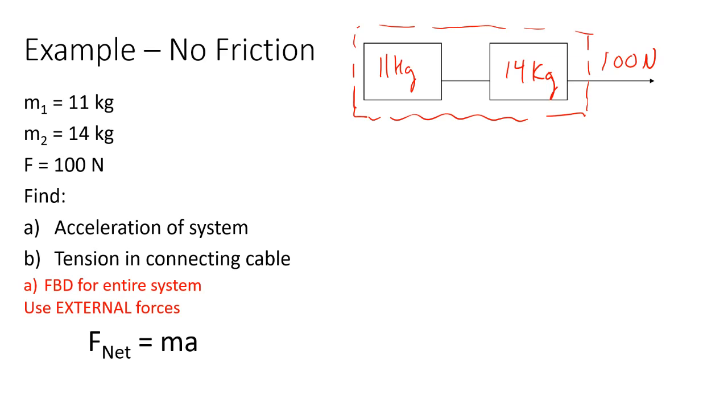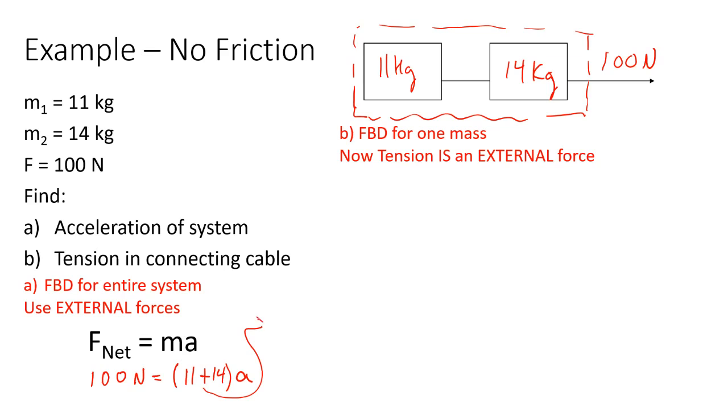So our F net equals MA. In this case, our net force is just going to be that 100 newton force. And our total mass that the 100 newton force is pulling is now more. It's now 11 plus 14 kilograms, or 25 kilograms. So that'll be 100 newtons is equal to 25 times A, and A is going to be equal to 4 meters per second squared.